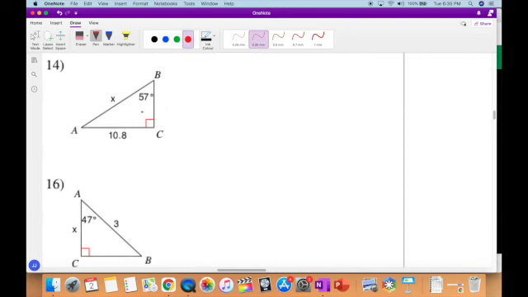Okay. So what I was saying here is that we have the angle, so we don't have to do no inverse thing. We just have to decide which trig to use. So what do we have here? We have the hypotenuse, and this is the opposite. So which trig should I use for this?